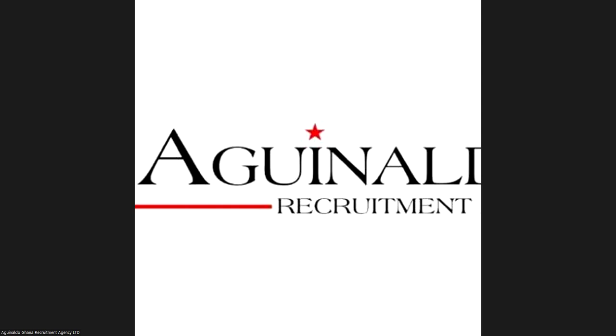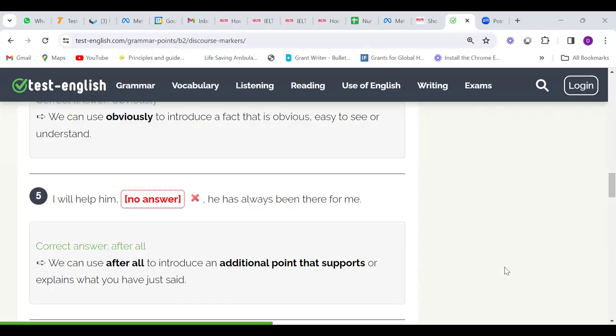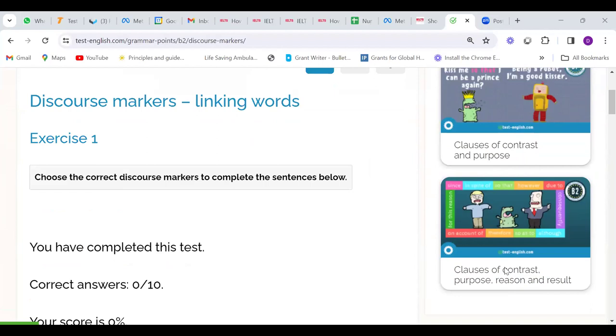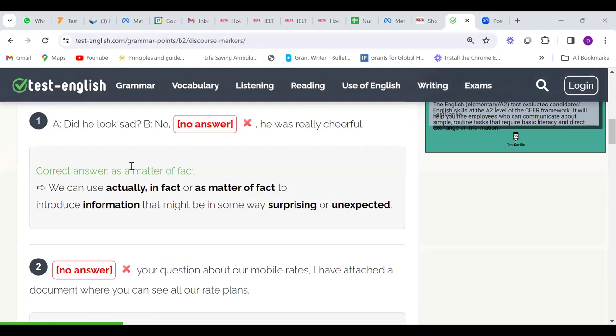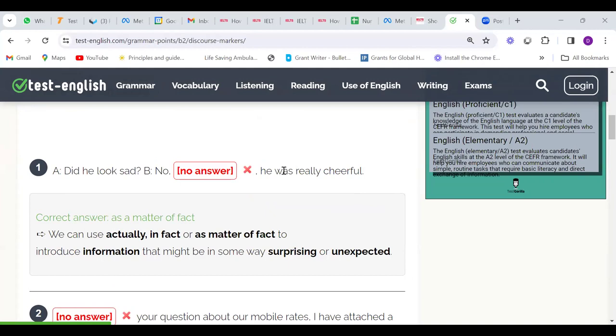Okay, there we are. Let me share my screen. Okay, so let's see. There you are. Can you see my screen, please? Yes, sir. Okay, so question one says, A, did he look sad? B, no. Dash, he was really cheerful.